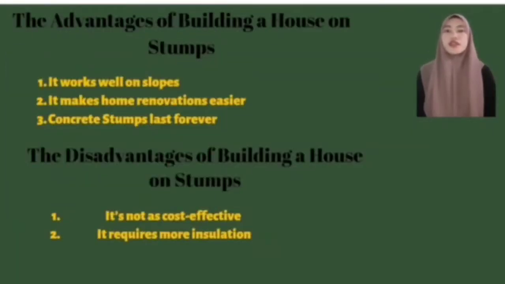Okay, the advantages of building a house on stump. Number 1, it works well on slope. Number 2, it makes home renovation easier. And number 3, concrete stump lasts forever. For the disadvantages, number 1 is it's not cost effective. And number 2, it requires more insulation.